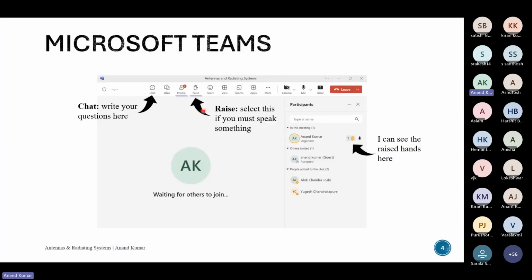We already have had quite some issues with Teams now. Teams is a problematic platform, but this is the only platform where I have access to conduct classes of more than 60 minutes or so. Microsoft Teams, this is how the interface looks like. You're already familiar. If you have not seen, this is how it looks in a laptop or a desktop. A different version will be there on your mobile app.